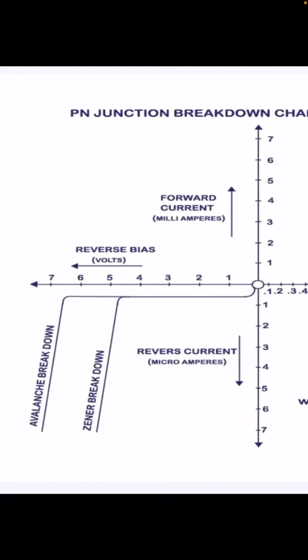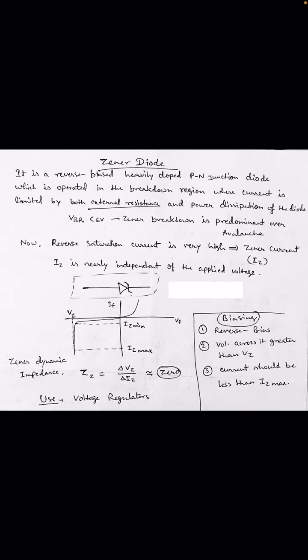This is known as Zener breakdown, and the Zener diode works on this phenomenon. I will come to the avalanche breakdown later. First, let me come back to this slide. The main points are: it should be in reverse bias, and if the breakdown voltage is called Vz, then the voltage should be greater than Vz, and only then do we have a breakdown and a sharp increase in the current. And the current should be less than Iz maximum.